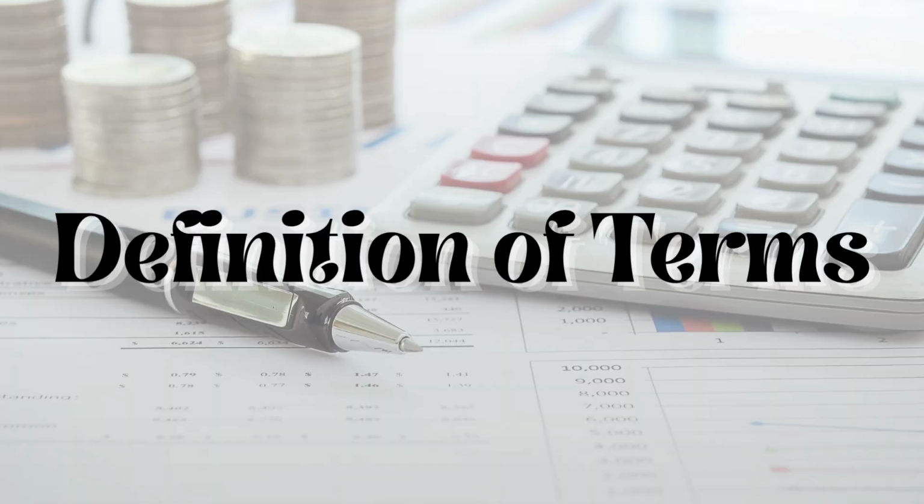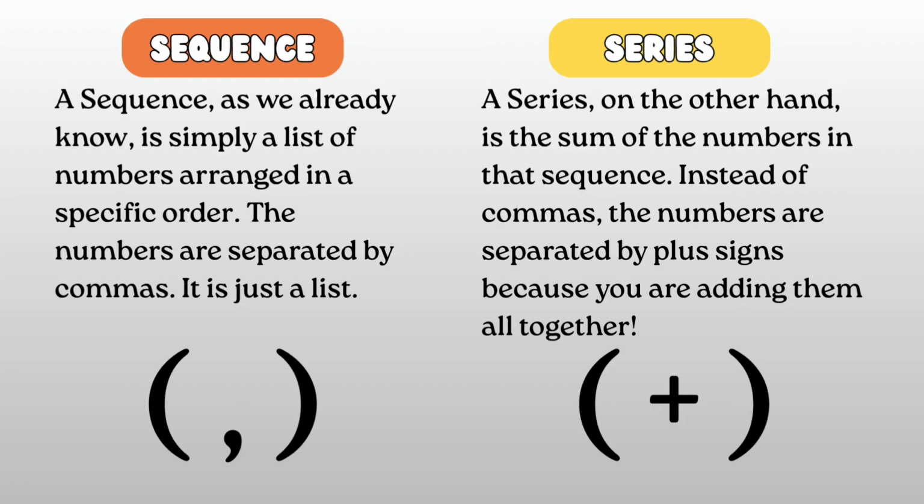Let's look at our definition of terms. A sequence, as we already know, is simply a list of numbers arranged in a specific order. The numbers are separated by commas. It is just a list. A series, on the other hand, is the sum of the numbers in that sequence. Instead of commas, the numbers are separated by plus signs because you are adding them all together. To put it simply, a sequence is a list and a series is a total.